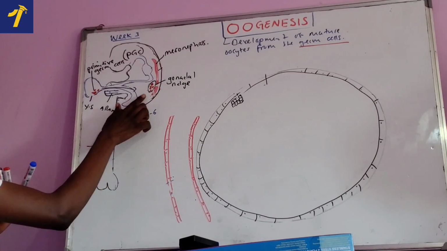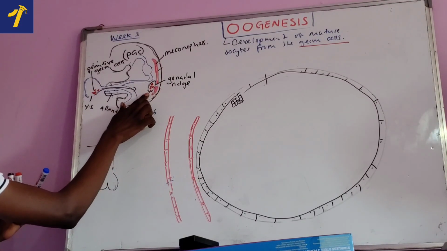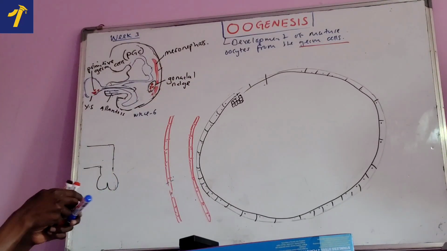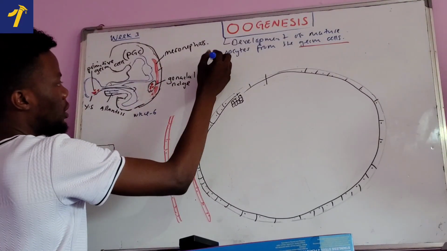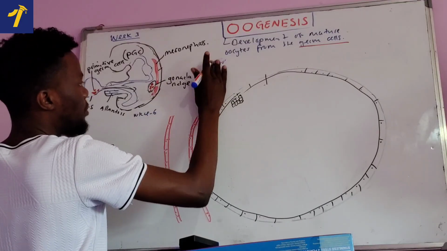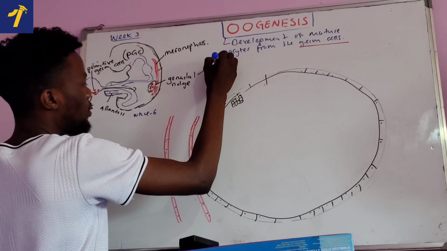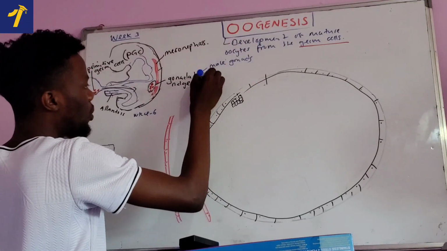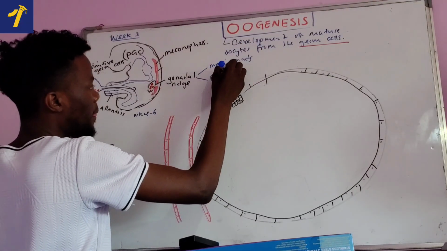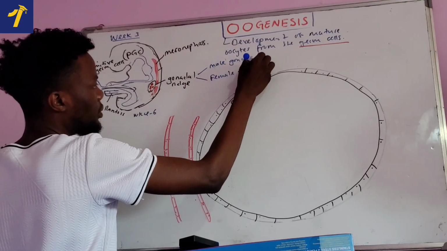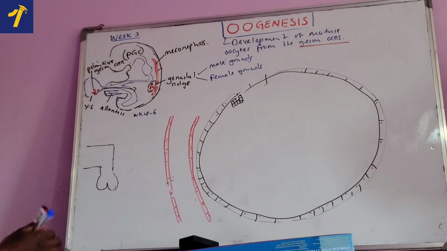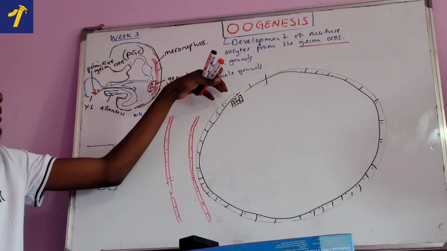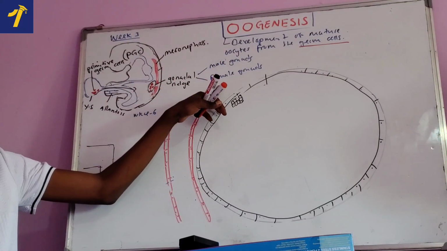Now, upon reaching the gonadal ridges, remember that the gonadal ridges are the ones that will develop into either the male gonads, or the female gonads. Again, we know that these gonadal ridges are going to develop into either male gonads or female gonads.